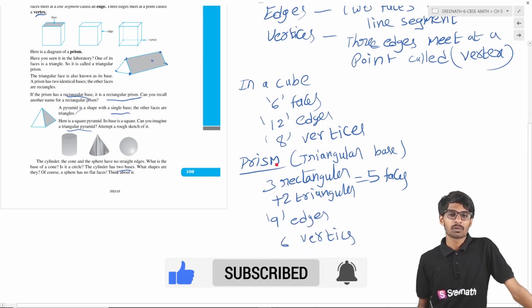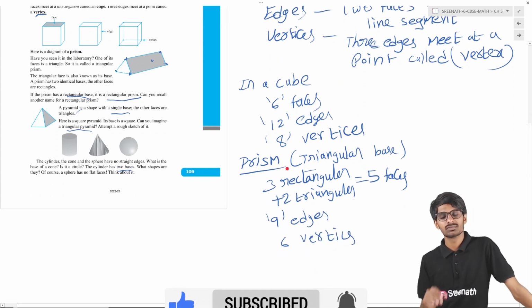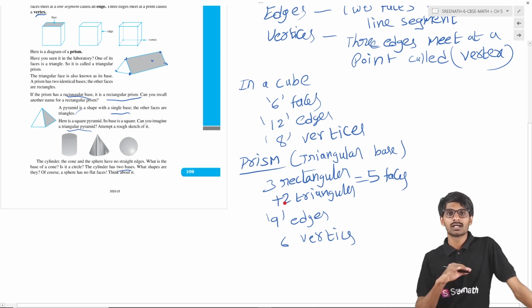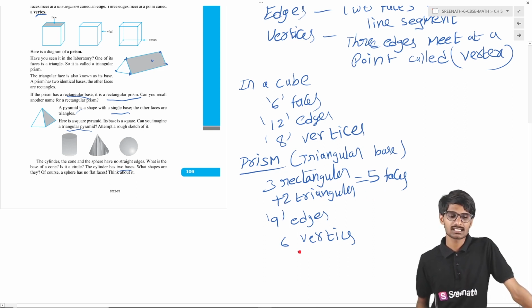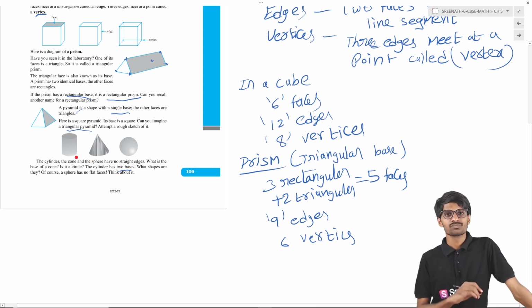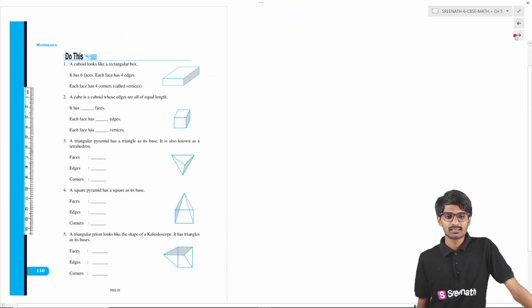In the case of a prism, if the base is triangular, then we call it a triangular prism. There it has 2 identical bases for a prism, students. So it has finally 5 faces: 3 are rectangular faces, 2 are triangular faces, 9 edges and 6 vertices, students. For the case of a cylinder, sphere or cone, there will be no edges and no vertices, and no flat faces, students. Okay, that is the thing, students.